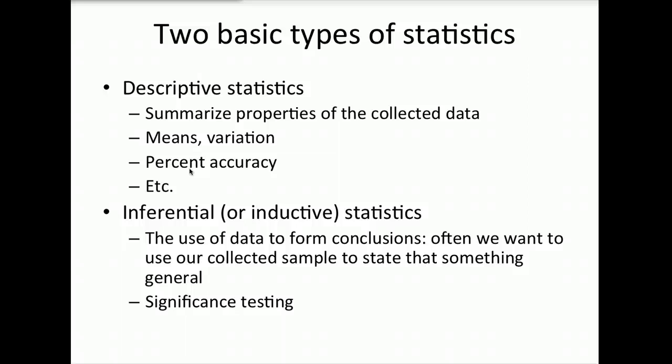Then we have another type of statistics, what is called inferential statistics, or sometimes inductive statistics. And we apply those statistical tools when we want, from the observations that we have made in our sample, to form some conclusions. So often the reason why we do experiments is that we want to say something more general about a phenomenon. So we want to generalize a set of observations to a greater population, or to say something very general about a phenomenon.